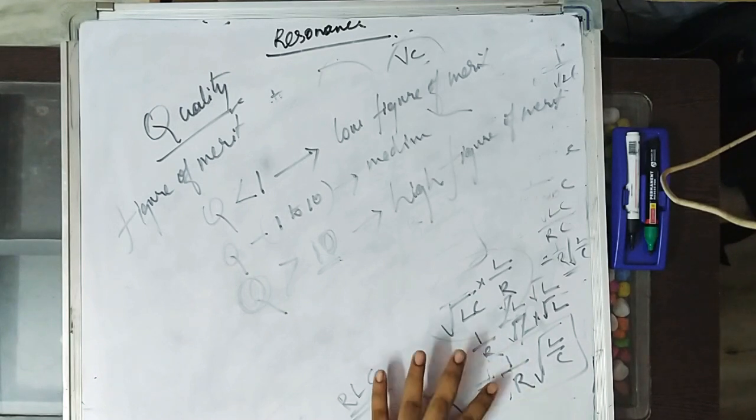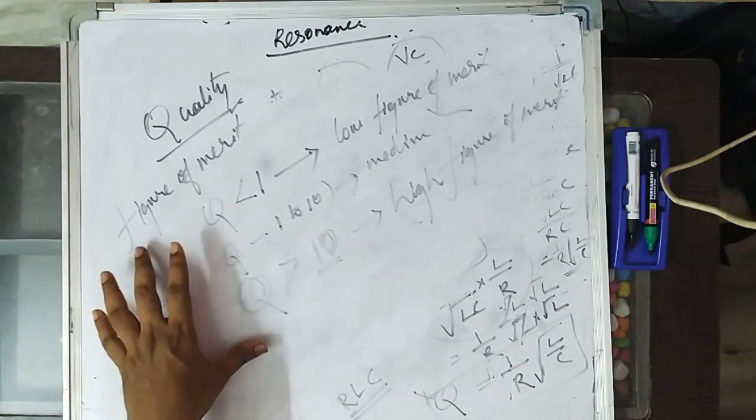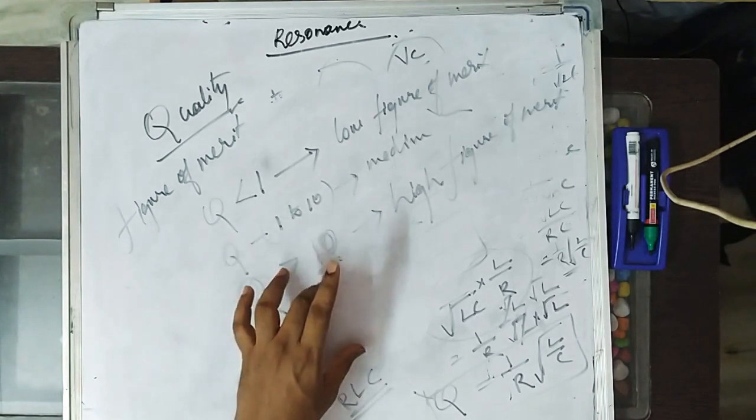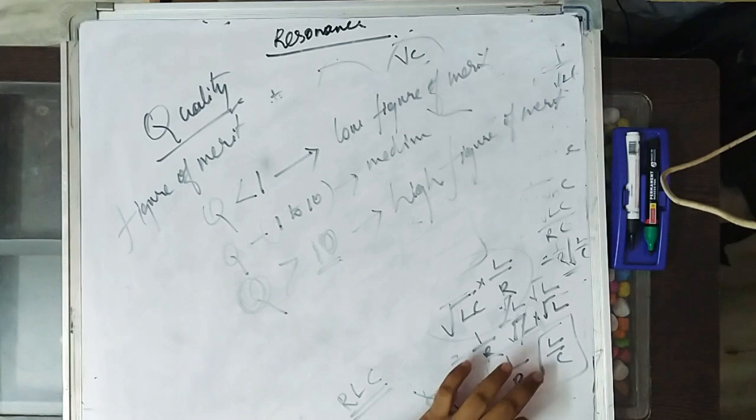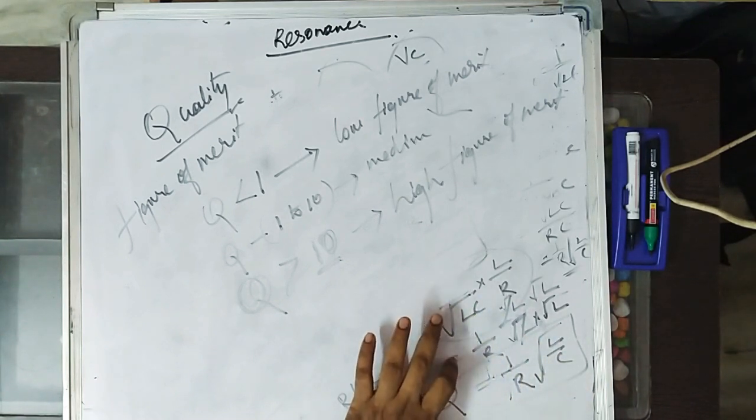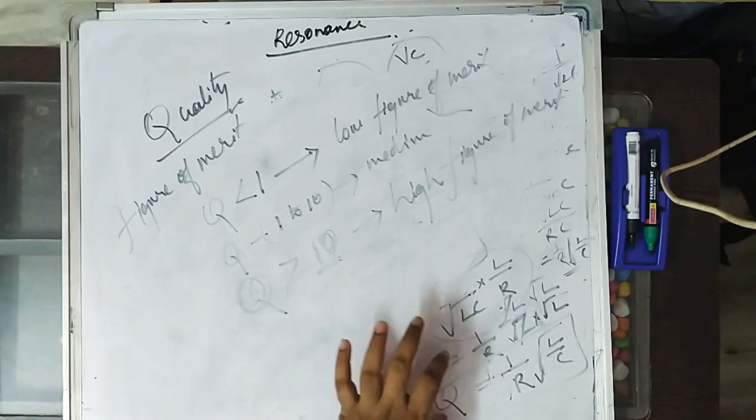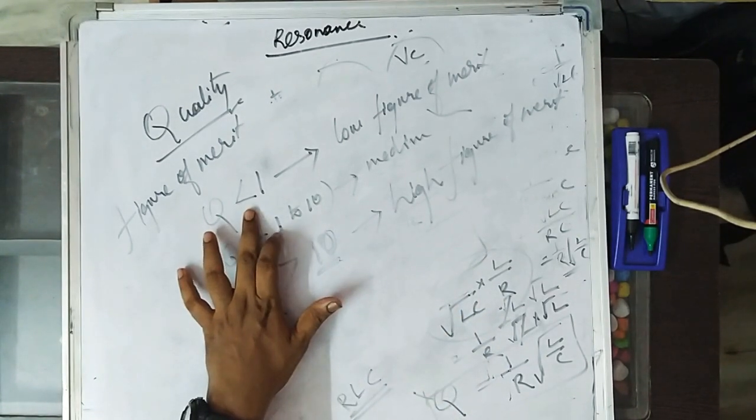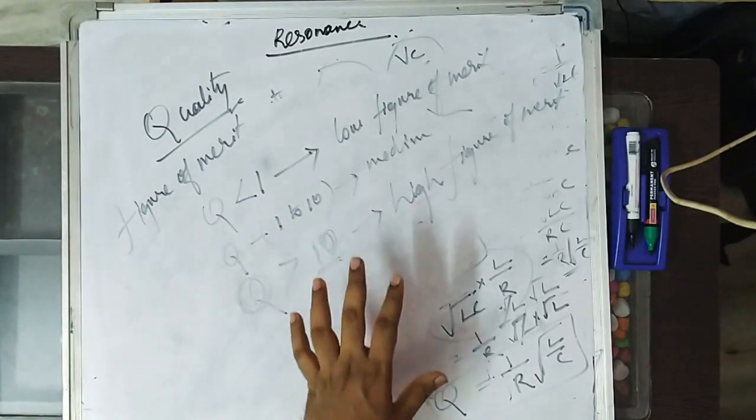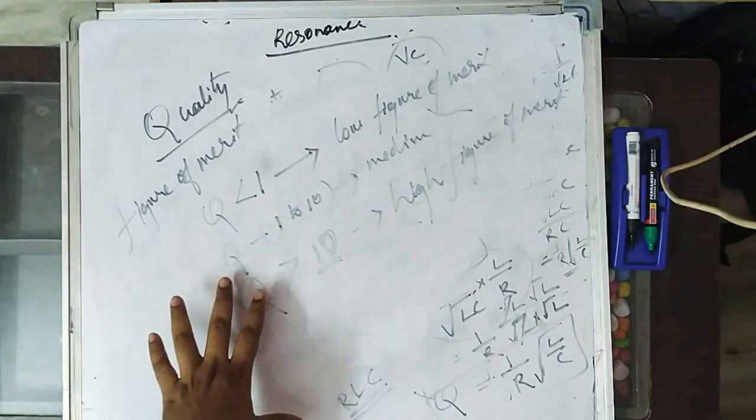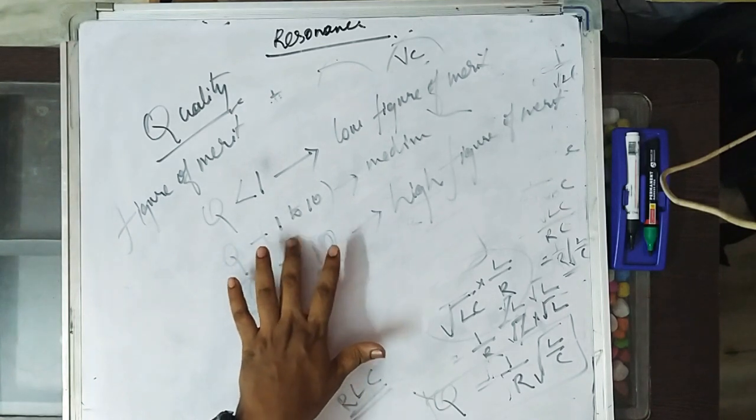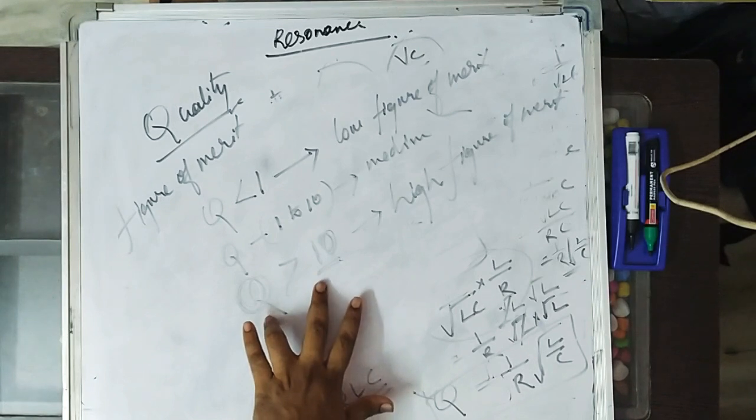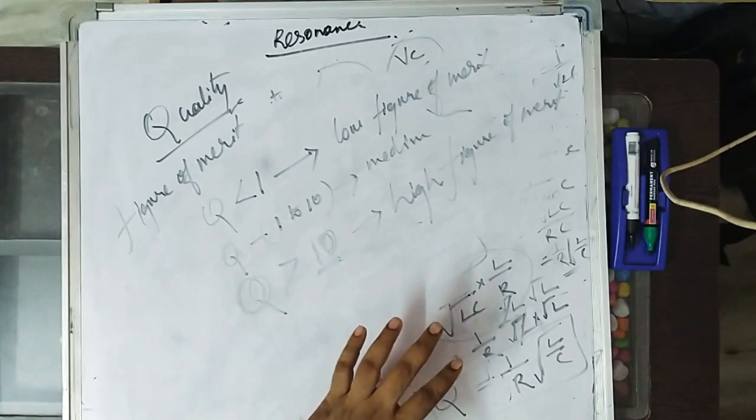After this, we classified the quality factor. They will give an RLC series circuit with R value, C value and L value. Using this formula you find the quality factor. If that value is less than 1, then it is a low figure of merit. We have to write that compulsorily in a box. If the quality factor is between 1 and 10, then it is a medium figure of merit. If the quality factor is greater than 10, it has a high figure of merit.